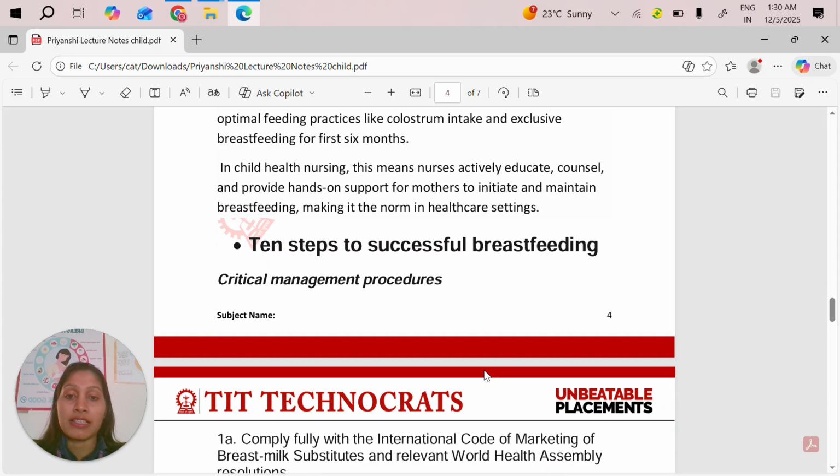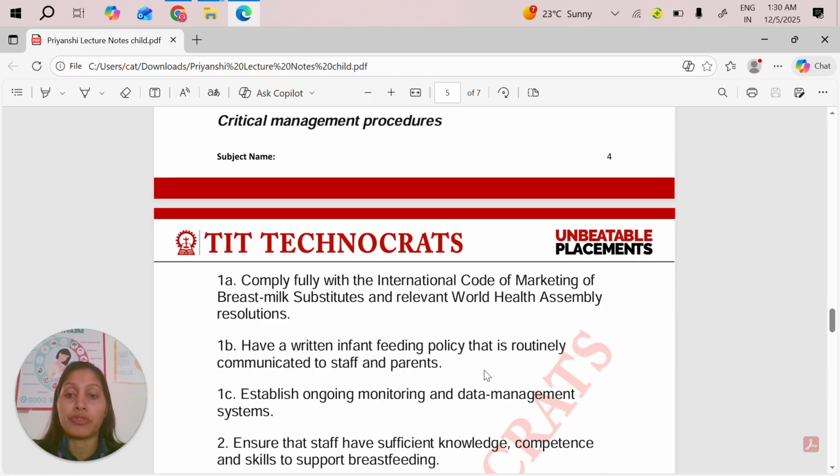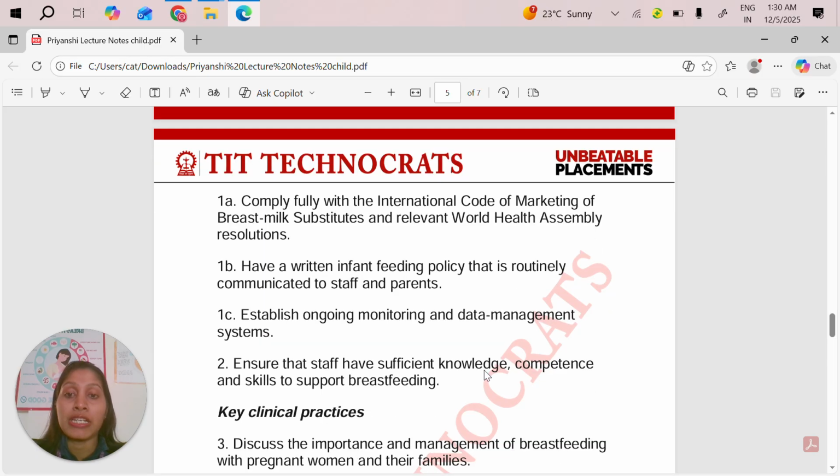Okay. There are 10 steps to successful breastfeeding, in which first is critical management procedures. This includes first A, comply fully with the International Code of Marketing of Breast Milk Substitutes and relevant World Health Assembly resolutions. And 1B is have a written infant feeding policy that is routinely communicated to staff and parents. And 1C is establish ongoing monitoring and data management systems. Okay. Then second step is ensure that staff have sufficient knowledge, competence and skills to support breastfeeding.